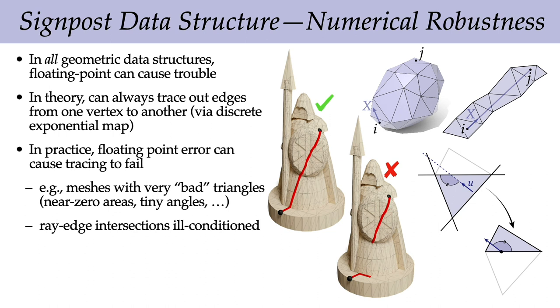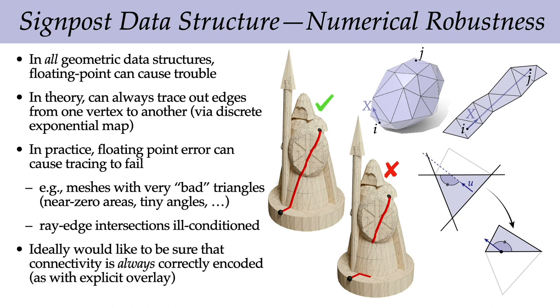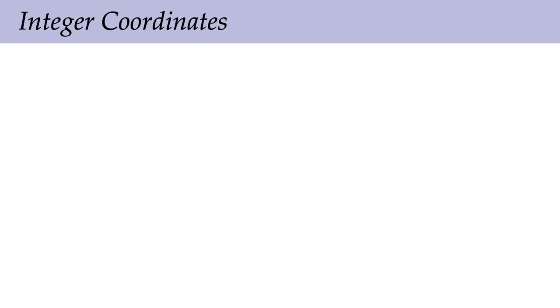Okay? So ideally, we'd like some way around this. We'd like some way to be sure that the connectivity is always correctly encoded by our connectivity data structure. And so that leads to a different way of approaching connectivity, which is to use integer coordinates.